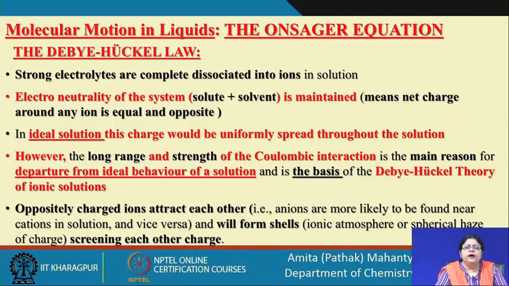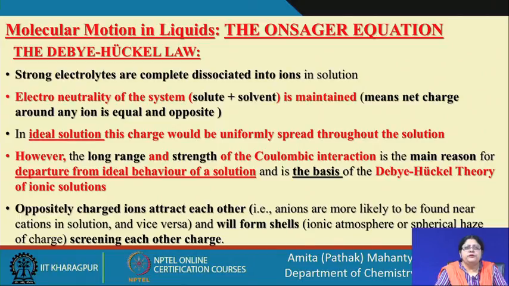If we talk about an ideal solution, when you have a solute, the electrolyte, in a solvent, the ideal solution would have a uniform spread of the charge throughout the solution. But what Debye and Huckel proposed, and then formulated the theory, is that the long range and the strength of the Coulombic interaction is the main reason for the solution to deviate from ideal behavior, and this is the basis of the Debye-Huckel theory.